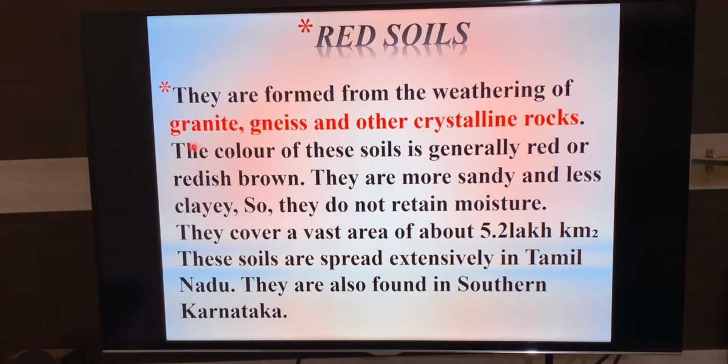So remember, they are formed by granite, gneiss and other crystalline rock. And the color of the soil is red or reddish brown. Geographical features: more sandy, less clayey and they do not retain moisture. How many kilometers have they spread? 5.2 lakh square kilometers. And mainly you will find this in Tamil Nadu as well as in the southern part of Karnataka.